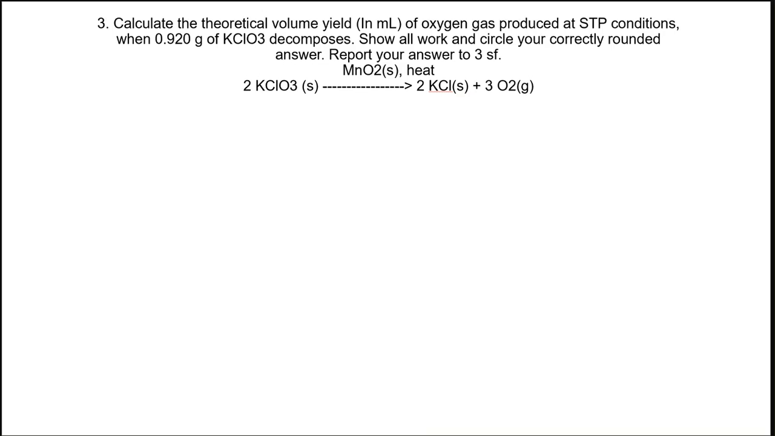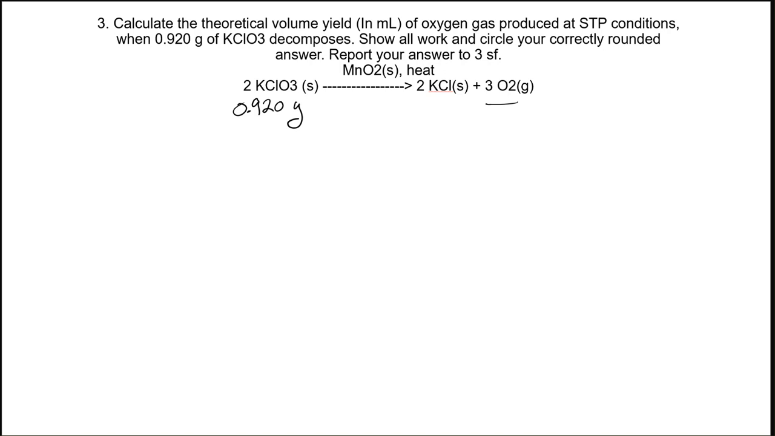So let's look at question number 3 of the decomposition of potassium chlorate prelab. You want to find the theoretical yield in volume of oxygen gas that's produced at STP when 0.920 grams of potassium chlorate decomposes.